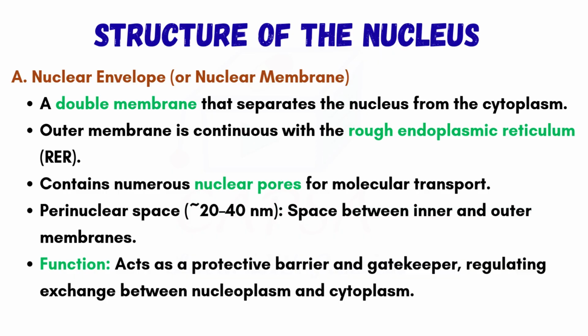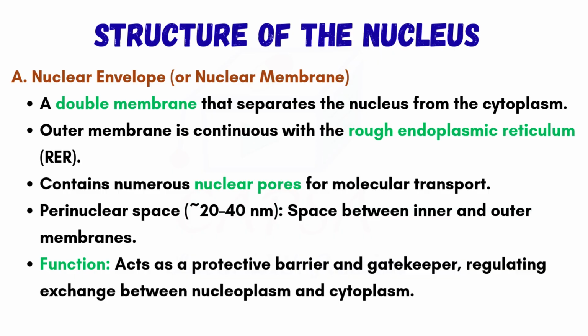The nuclear envelope is a double membrane that separates the contents of the nucleus from the cytoplasm. The outer membrane is continuous with the rough endoplasmic reticulum, which helps in protein synthesis. Between the two membranes is a narrow perinuclear space about 20 to 40 nanometers wide, and this space plays a critical role in molecular transport.